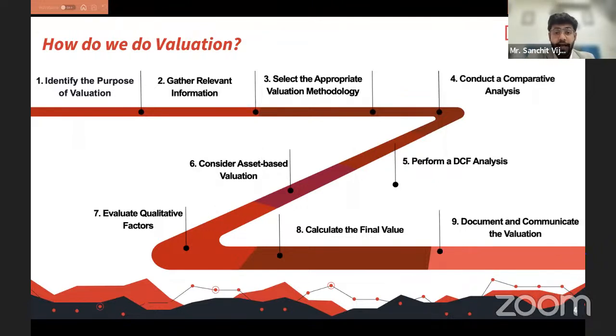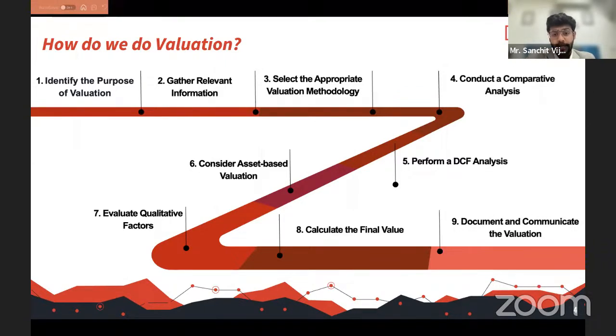Third is the selection of the appropriate valuation methodology. In the second half of the presentation, we will cover the approaches and valuation methodologies. But while doing valuation, it is very important to choose a suitable valuation approach, or a combination of them, to understand what the fair value would be. We have to factor in the nature of the asset, the industry dynamics, the available data, and even the level of precision that is required.